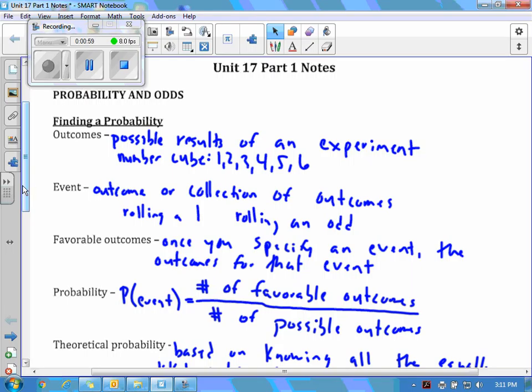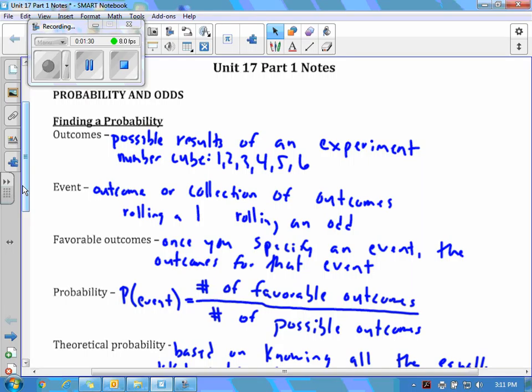An event is an outcome or a collection of outcomes. So my outcomes are 1 through 6. My event could be to roll a 1, or to roll an odd, roll an even, roll a number greater than 2. Those are all possible events. Once you have figured out what an event is, your favorable outcomes are all the outcomes for that event. So say that I decide that my event is to roll an odd number. All my favorable outcomes would be 1, 3, and 5 on that number cube.